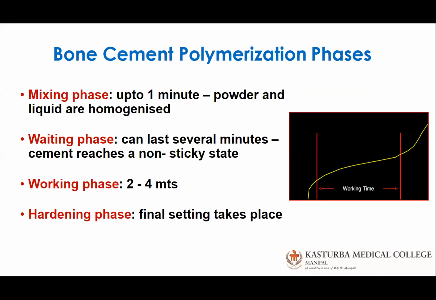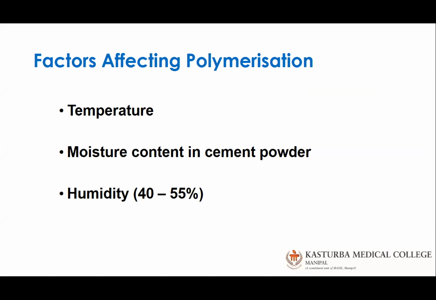So whenever you make a cement, it has 4 phases. The mixing phase, which is up to 1 minute, where powder and liquid are homogenized. Then there is a waiting phase, which can last several minutes, where the cement goes from sticky phase to non-sticky phase. Then the working phase, where it is non-sticky and you can work with the cement. That's the most important phase for the surgeon to act. And then the hardening phase, or the final setting phase. All these phases, or basically polymerization, can be affected by the temperature, moisture content in cement, and humidity.